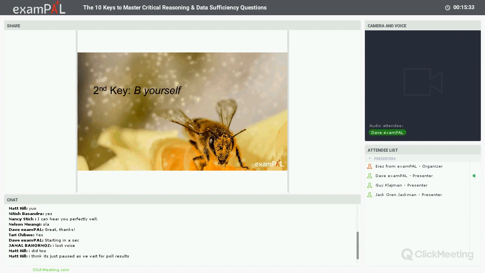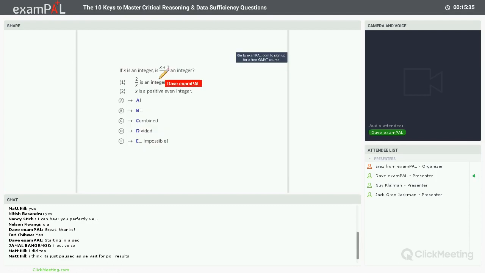So I'm going to look at another question here. If x is an integer, is (x plus 1) divided by x an integer? Okay, let's look at statement number 1. 2 divided by x is an integer. Okay, so this means x can be 1, it can be 2, it can be minus 2. And this is not enough information to pick between them. So we're going to check off A and D because we don't know.